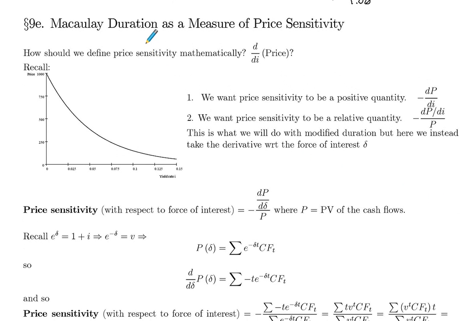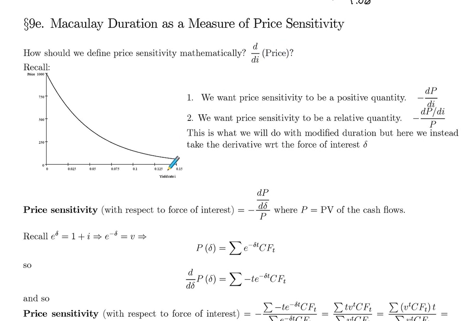Now you can actually consider Macaulay duration as a measure of price sensitivity. But how should we define price sensitivity mathematically? Remember, price sensitivity is talking about how things change with small changes in price, so small changes in interest rates. So if we're talking about price sensitivity, we're talking about how fast the price changes as the interest rate changes. In other words, we want some type of derivative with respect to i, the effective interest rate, of price, to see how things change.